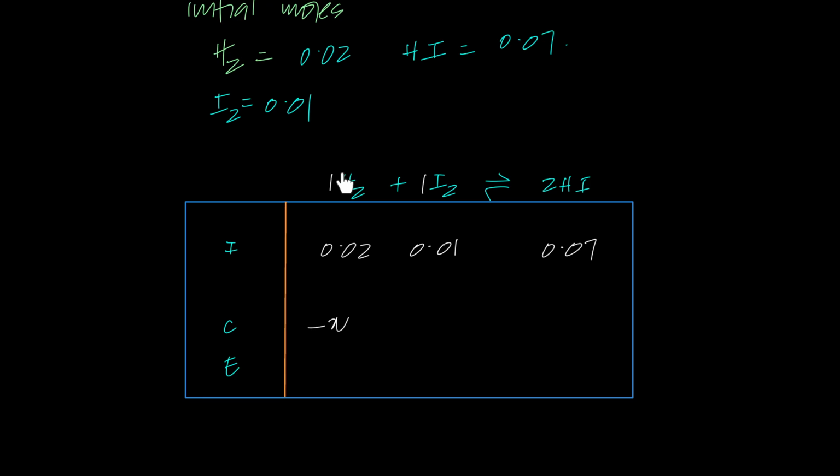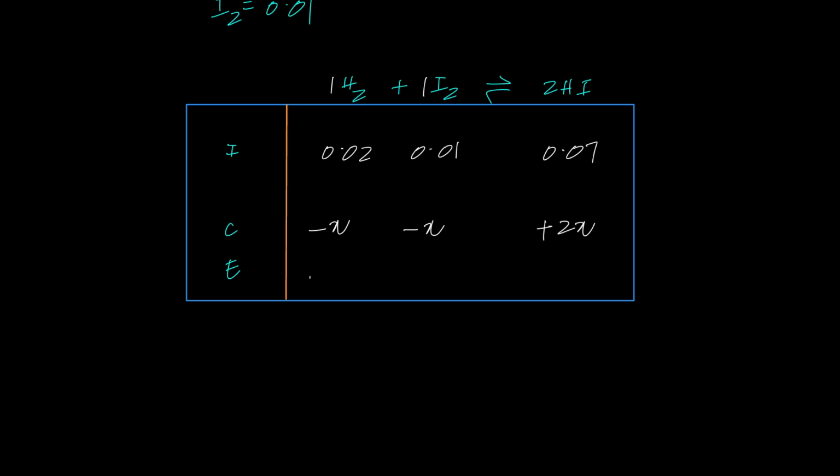It's going to be negative x. I don't know how much this is. And because it's 1:1, if this is negative x, then this should also be negative x, shouldn't it? And this is 1:2, so this should be twice the change. So if this is x change, this should be twice the change, so can I call it 2x? This is positive because products form. This is negative because reactants are used up. So what are the moles at equilibrium? Frankly speaking, I don't know. It's 0.02 minus x, 0.01 minus x, 0.07 plus 2x, right?